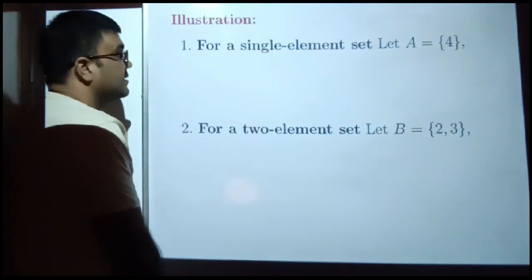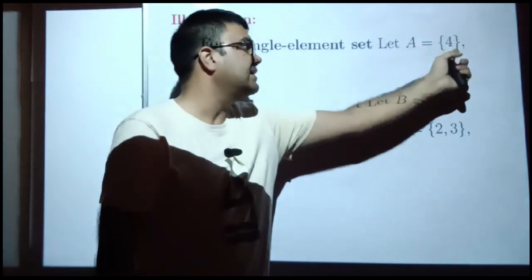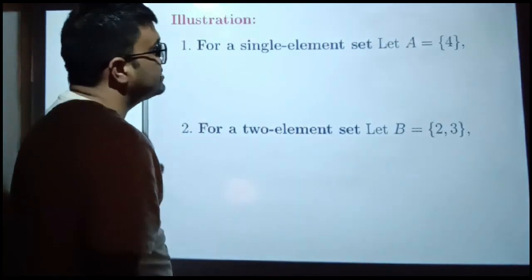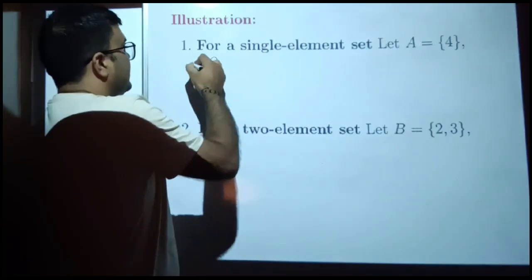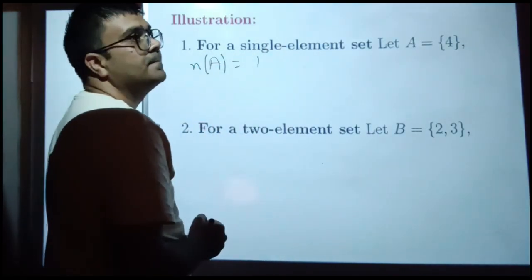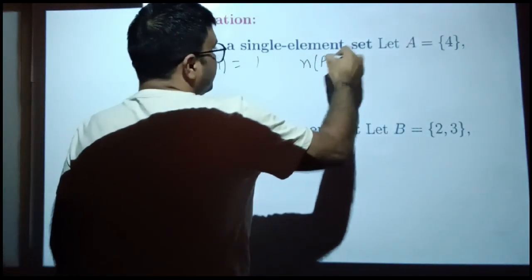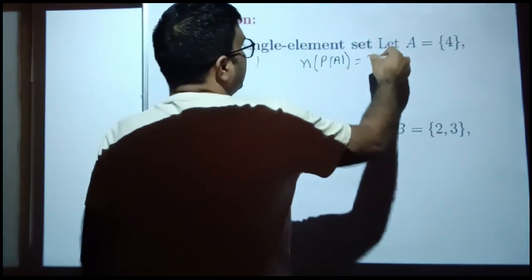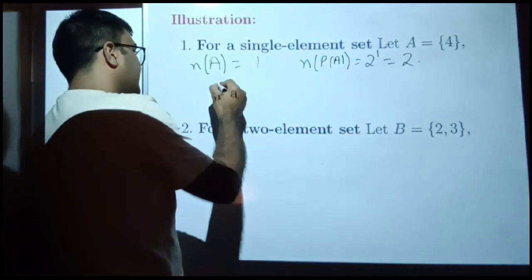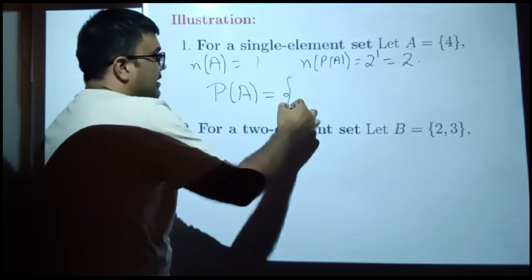First, consider a set that has a single element. A is the set, it has a single element 4. What are the possible subsets of A? The number of elements in A is 1. There is only one element. So the number of elements in the power set of A will be 2 raised to the power 1, which is equal to 2. Now what are the 2 elements? We are talking about the power set of A. First of all, it is a set.